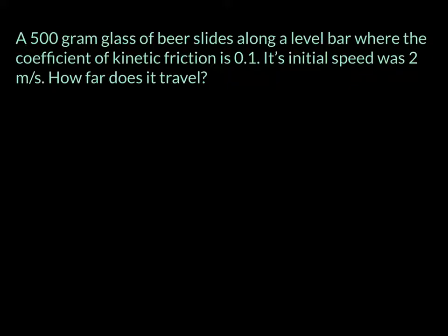A 500-gram glass of beer slides along a level bar, and there's friction there. Kinetic friction, 0.1. So from a reading and translating standpoint, this is the coefficient of kinetic friction, which means that mu sub k equals 0.1.